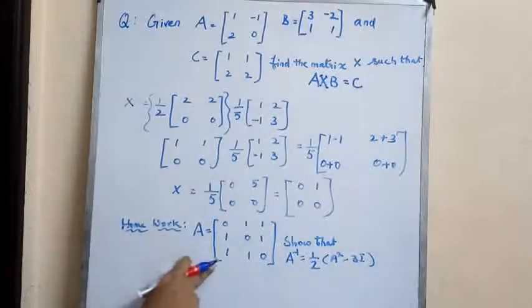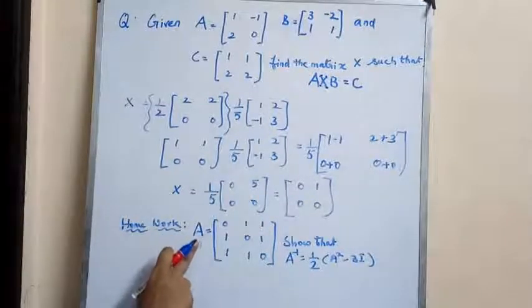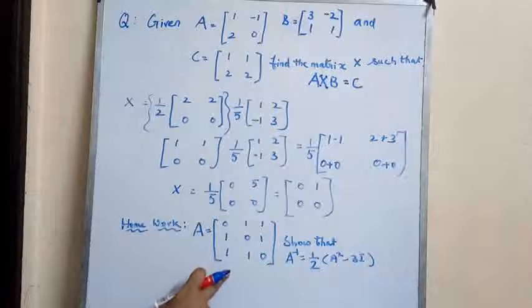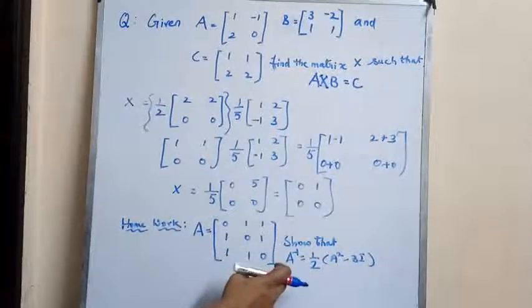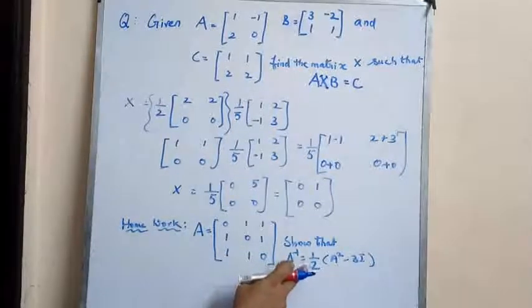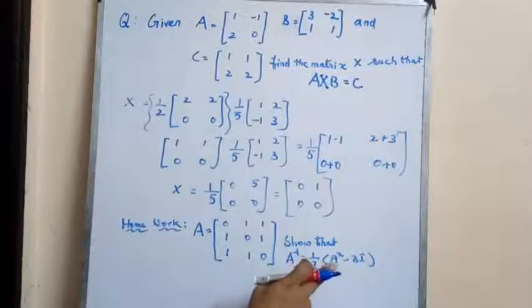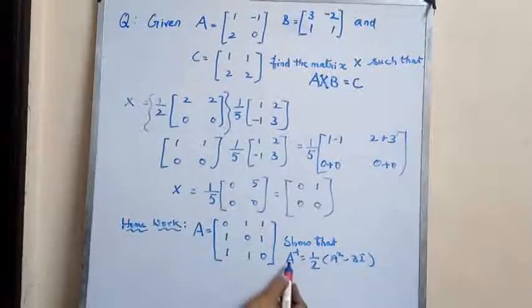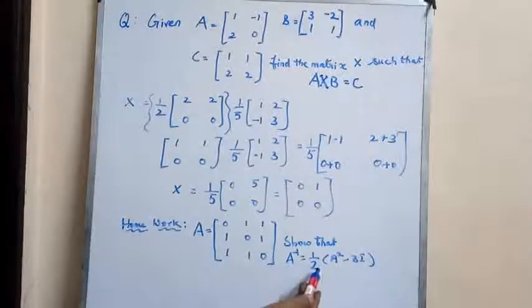This is for your homework. Here a 3 by 3 matrix A is given. You have to show that A inverse is equal to half of A squared minus 3I. So first find A inverse. LHS you have to find separately and RHS you have to solve separately and check whether they are equal.